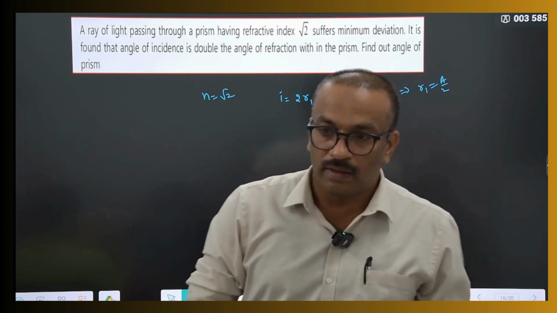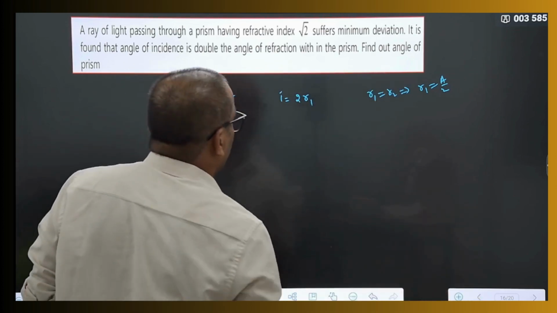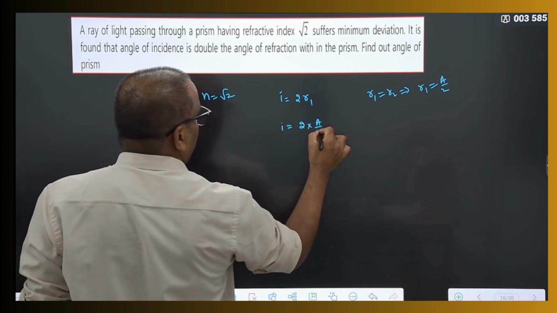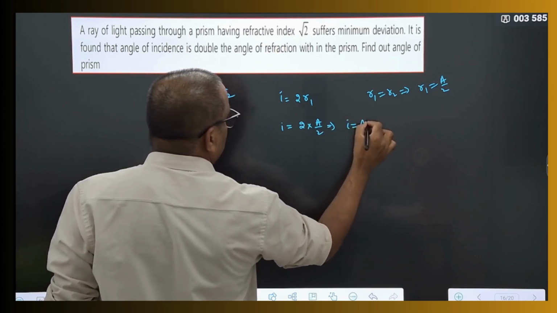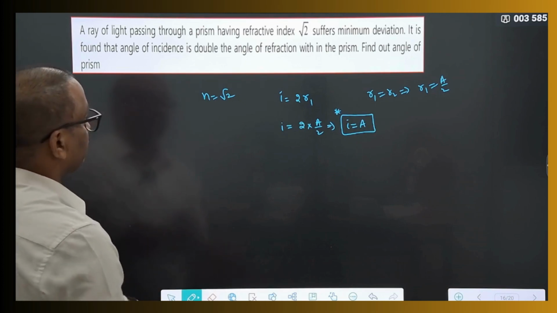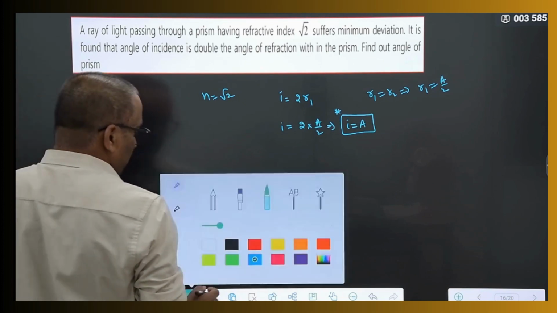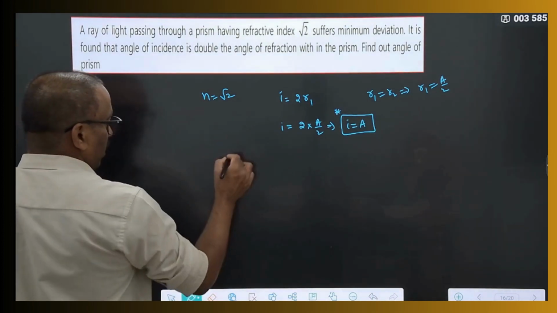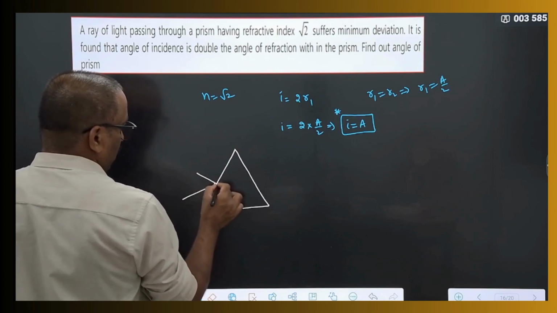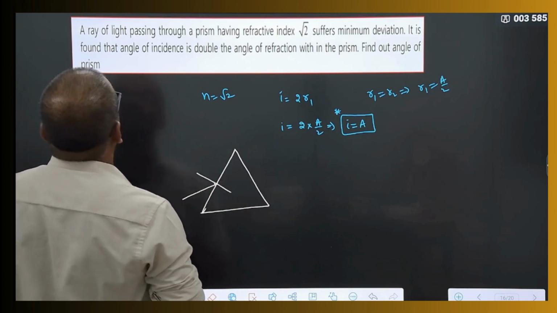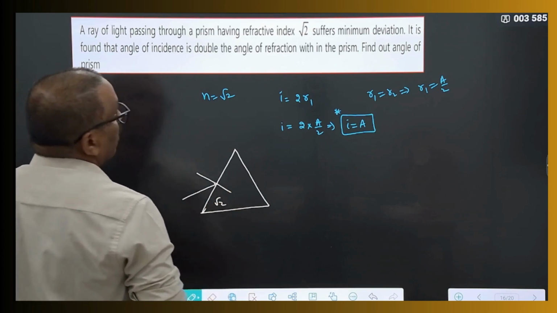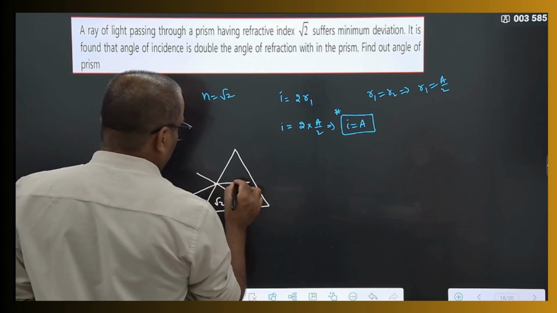Clear? Understood? So substitute here now. Therefore the angle of incidence is nothing but 2 into A by 2, that is, the angle of incidence is nothing but the refracting angle of the prism. Clear? Now we will apply Snell's law here. What is being asked? Find out the angle of prism. So here the refractive index is root 2. Clear? Now it will go like this.